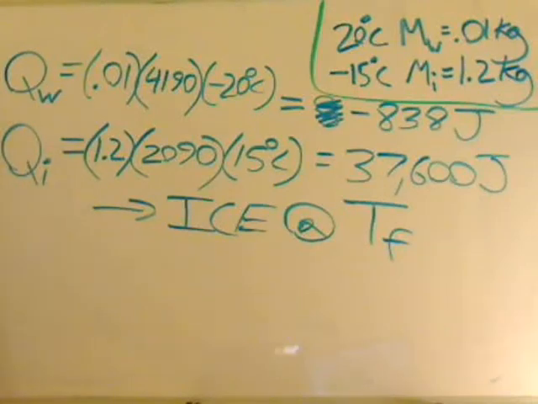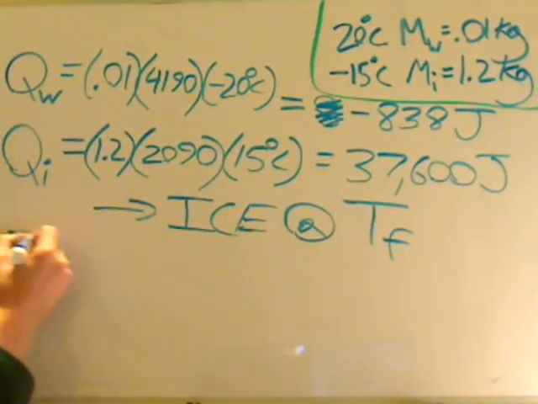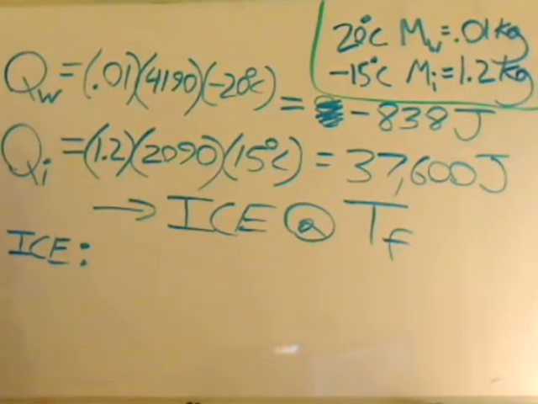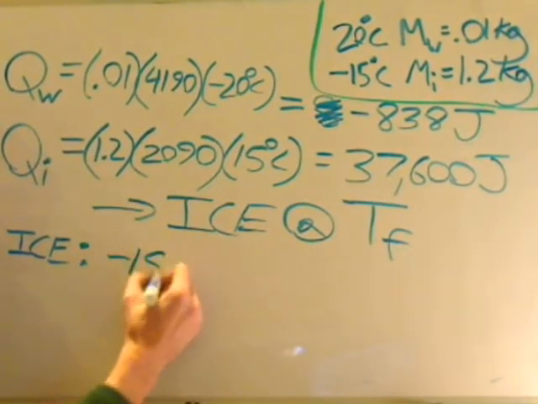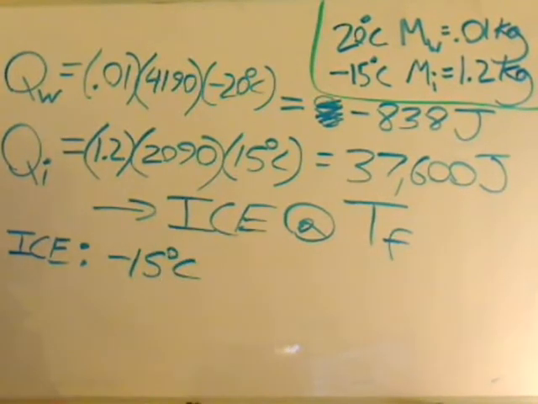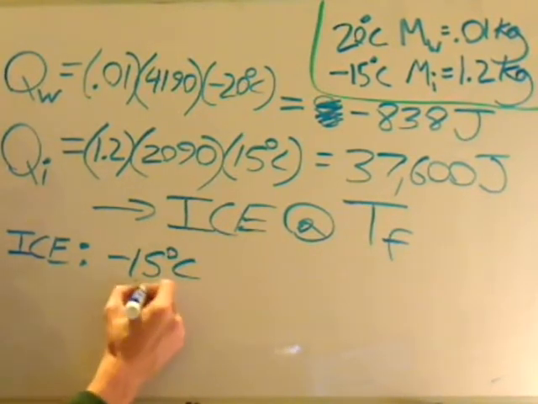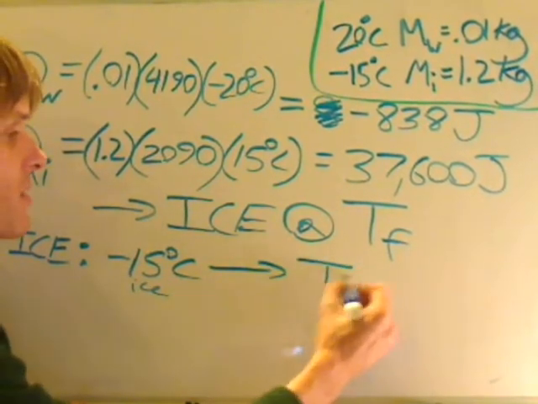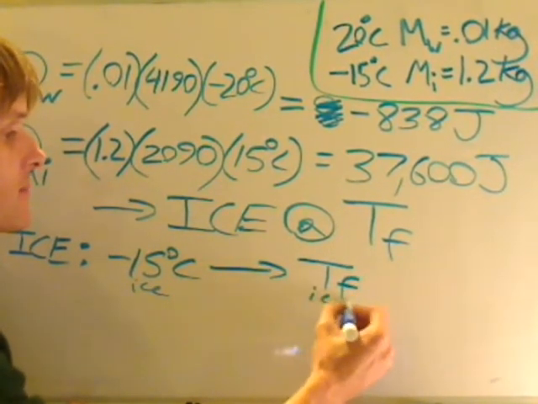Okay, so ice is our final stage. So let's look at the various stages that each of these samples has to go through. Let's look first at the heating of ice. Our ice starts at minus 15 degrees Celsius, and it warms to our final temperature as ice.